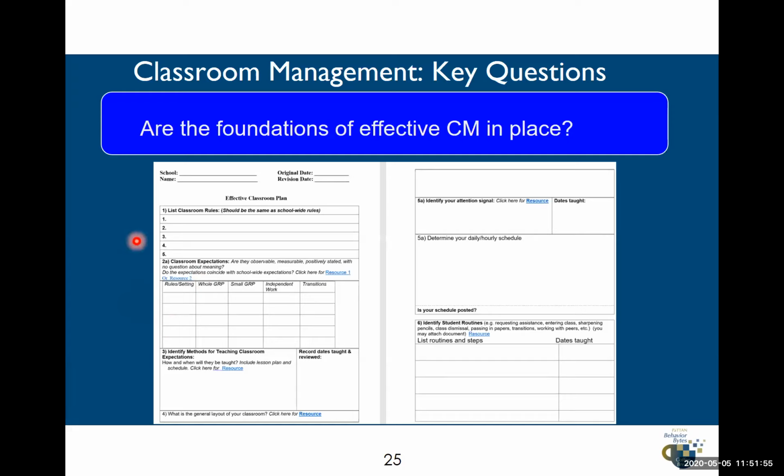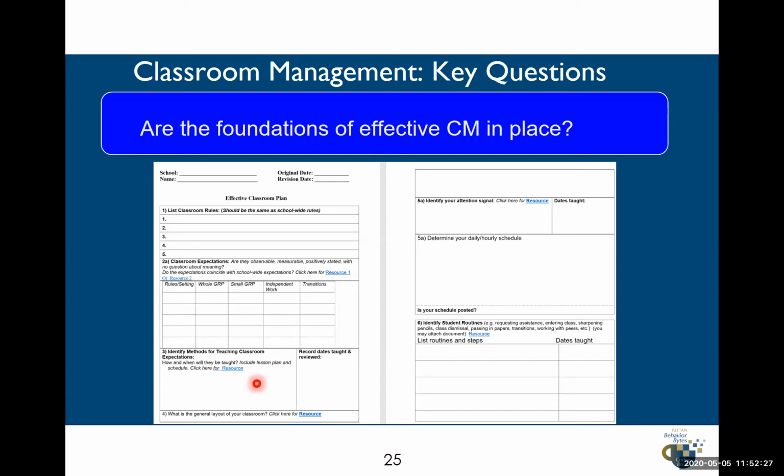So when we look at the foundations, remember we talked about having classroom rules. So the template gives you a space to write those rules, which are the same as your school-wide rules. And it also has a place for you to create what's called a classroom matrix. And so that's basically listing your classroom rules. And then you can talk about what does that sound like and look like during whole group instruction, during small group instruction, during independent work, during transitions, but you can make this fit your context.